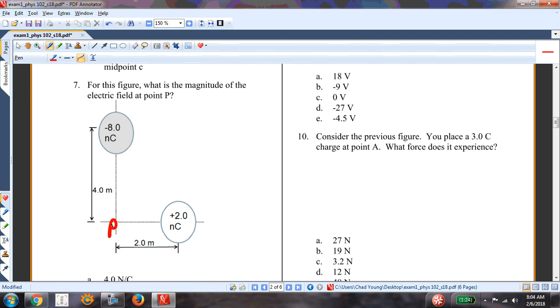So I have 2 electric field vectors. I have an electric field vector, I'll call this E1, that is in that direction, and then I have an electric field vector E2 that's in that direction. And so I want to calculate what E1 and E2 should be. First, E1, the magnitude of it is kq over r squared.